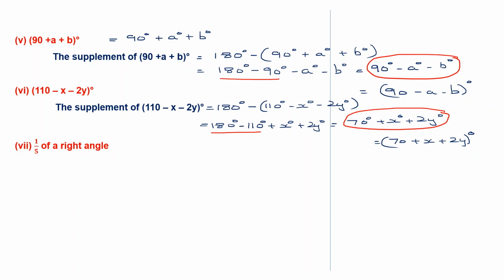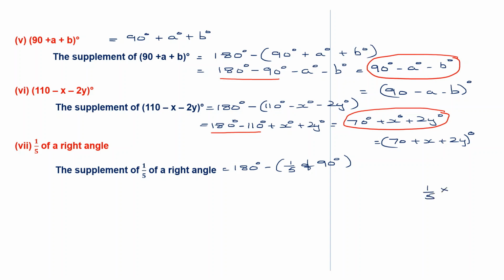Question 7. 1/5 of a right angle. So the supplement of 1/5 of a right angle will be 180 degrees minus 1/5 of a right angle. A right angle is equal to 90 degrees. So let's work that out. 1/5 of means times 90 degrees. We can cancel 5 and 90. 5 ones are 5. Here also 5 ones are 5. But we have 9, so how much is left? 6, 7, 8, 9. That is 4. 40, isn't it? So 5 eights are 40. So 5 into 18 is 90.